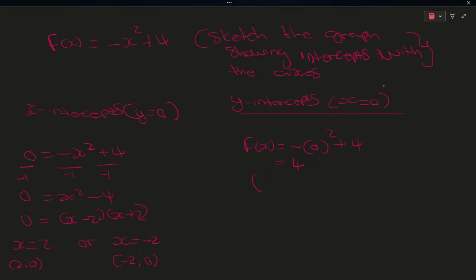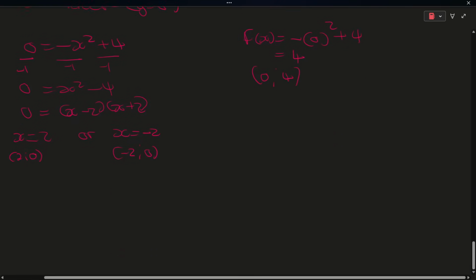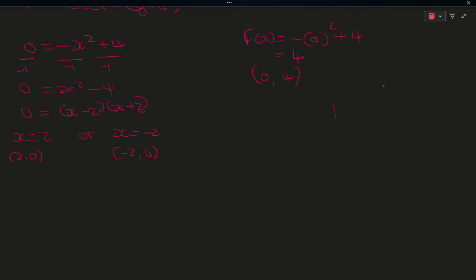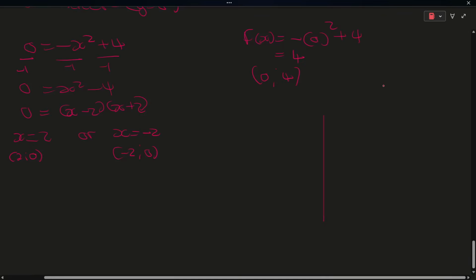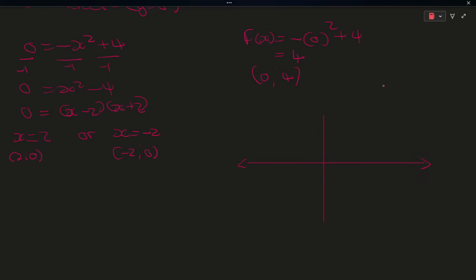Then from here, my coordinate: the value of x I replaced is 0, and y is 4. Okay? From here, now I have to sketch my graph. Sorry, my pen. Let's see if we'll do something better.